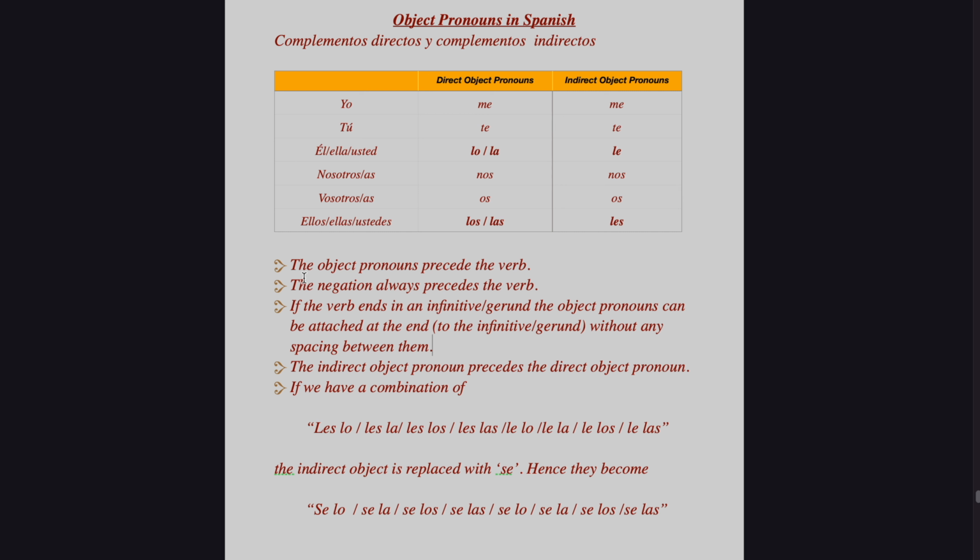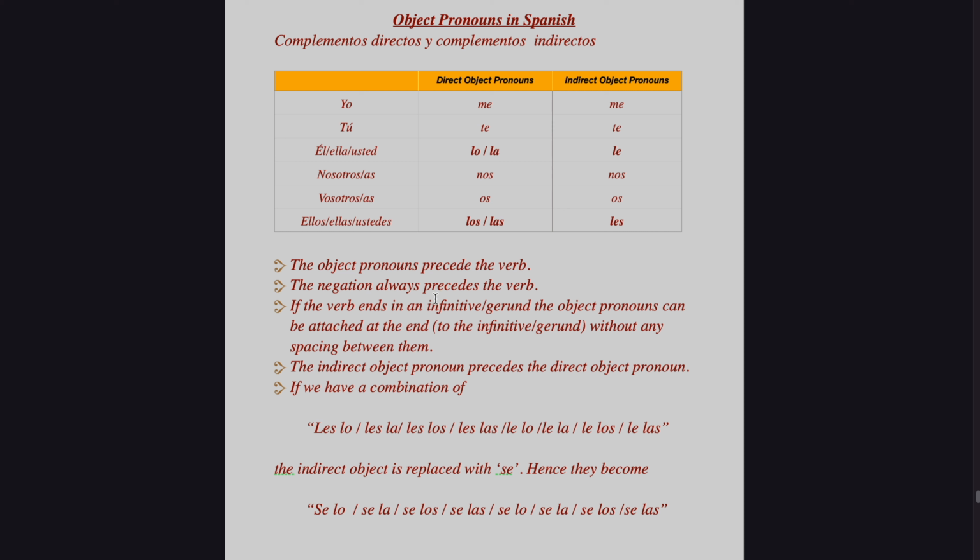And the first rule, as we have already studied, the object pronouns precede the verb. That means the object pronouns always come before the verb, and the negation always precedes the verb. We have seen this one when we studied basic negation. The negation precedes the object pronouns as well.